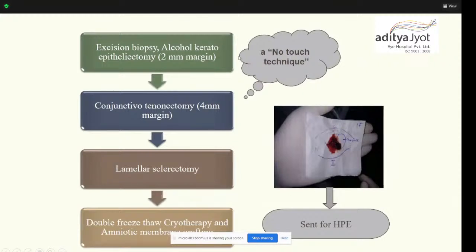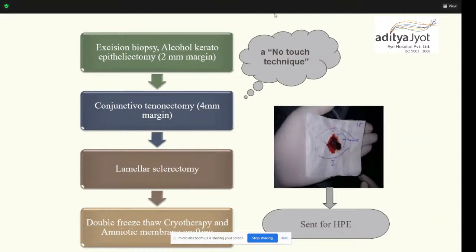So the corneal part you have to do with alcohol. You have to do the epitheliectomy. The conjunctiva part, no touch. No touch means you're not touching the tumor part. So you have to mark the margins 4 mm beyond the tumor, and then you have to excise from there. Conjunctiva tenonectomy, then you have a lamellar sclerectomy.